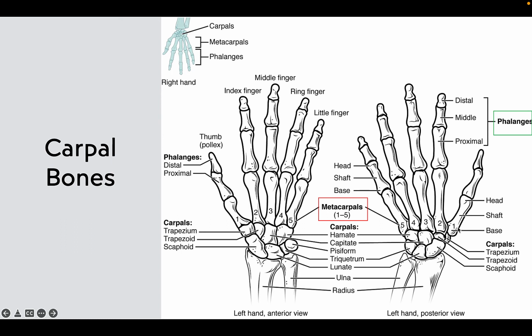So don't memorize the numbers. Don't memorize head, shaft, base, lunate, triquetrum. Don't get into that. Look at your lab manual on page 22. All you need to know is it goes carpals, metacarpals, phalanges. I know there's a lot of things pointing all over the place in these diagrams. Just pay attention to what is in your lab manual. That is what you are expected to know.